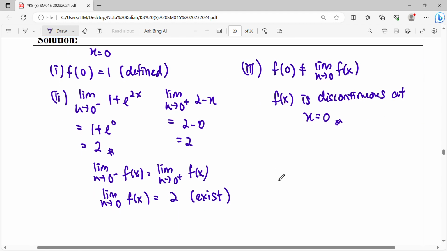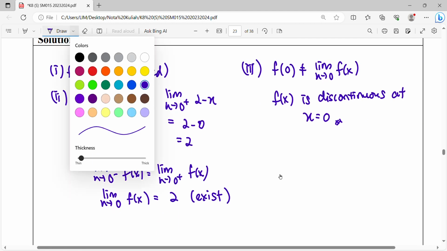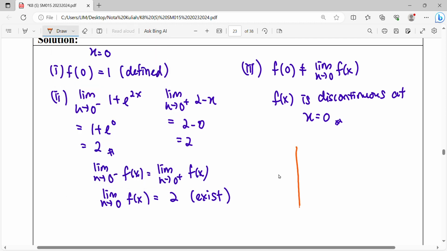So let's imagine this situation. When x equals 0, you have a coordinate here which is at 1. But when we take the limit, we can see that as x approaches 0 from the left hand side and right hand side, they go nearly to the value of 2. So from the left hand side and right hand side, they approach the value of 2. So this is 1, here is the scale of 1, and here is the scale of 2.